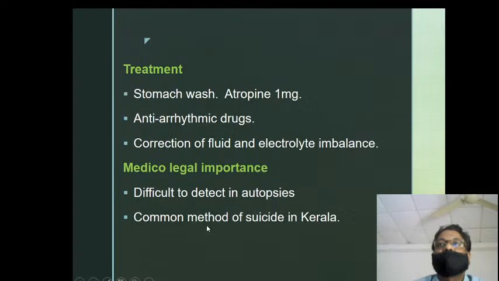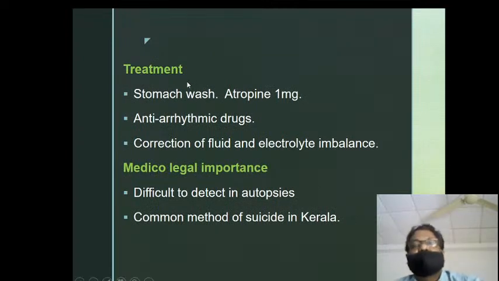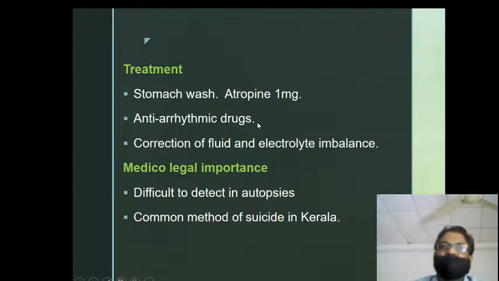For treatment, we are supposed to do stomach wash, gastric lavage, and we can also give activated charcoal. If the individual develops bradycardia, we can give atropine 1 mg. If the individual develops arrhythmias, we can give anti-arrhythmic drugs. Fluid correction and electrolyte imbalance correction are important. So these are the important points.